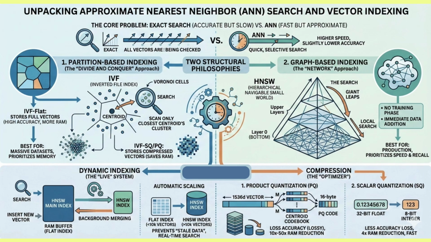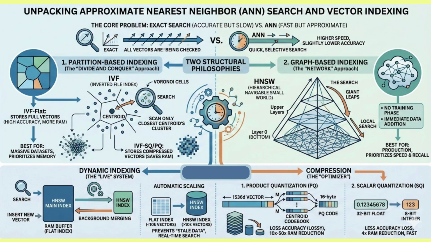The subtypes would be IVF flat, which stores the full original vectors inside each cluster. It has higher accuracy but uses more memory. Then we have IVF/SQ or PQ. It stores compressed versions of vectors inside the clusters to save RAM. So it is best for massive datasets where memory efficiency is prioritized over raw speed.